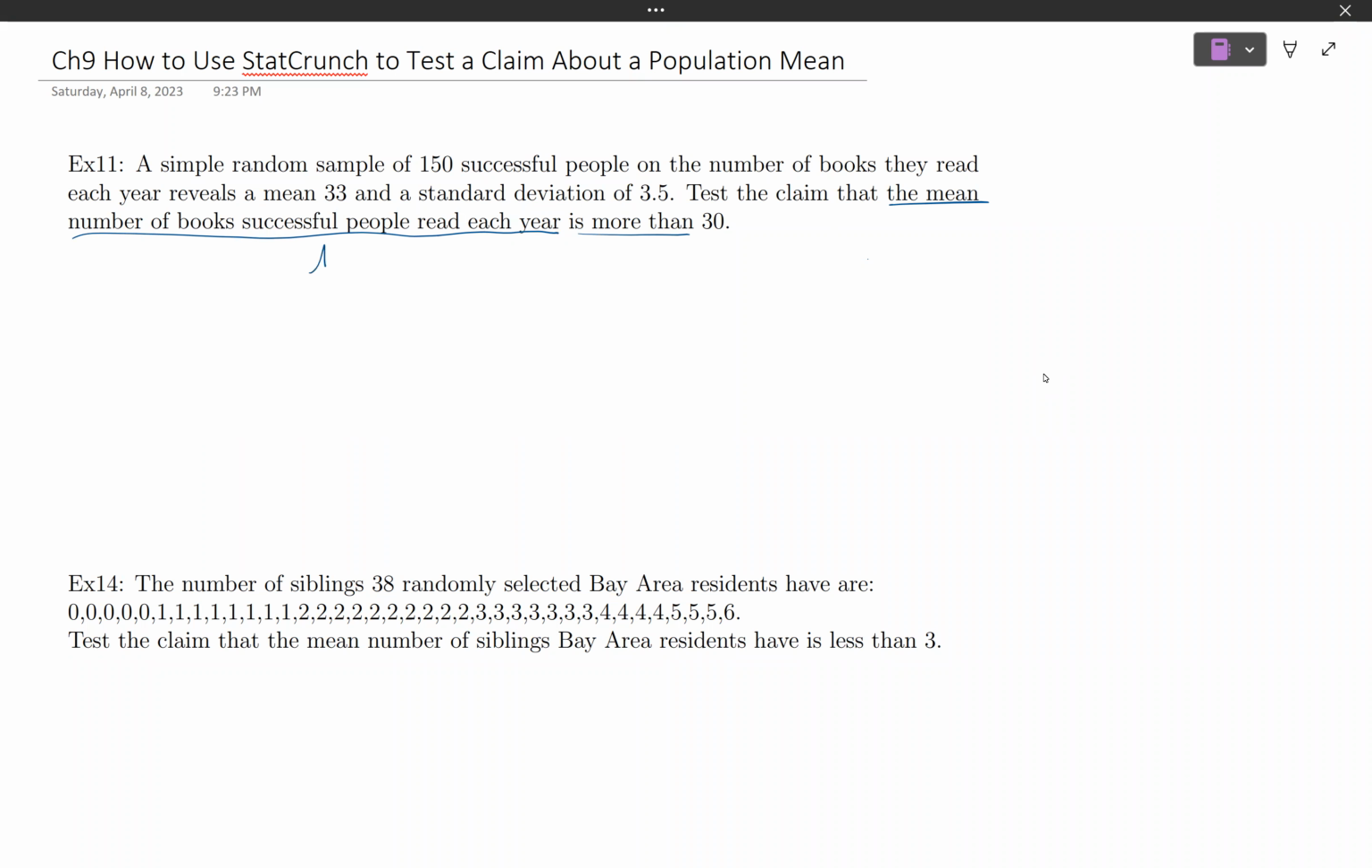So the mean is mu, more than 30. The claim does not have equality, so it is the alternative hypothesis. And from here, we can set up the hypothesis as H0, H1. H1 is the claim, so mu greater than 30. In H0, we only use equality, so mu equal to 30.